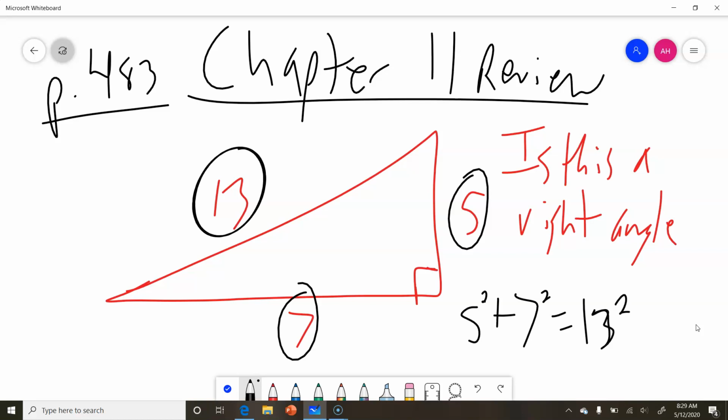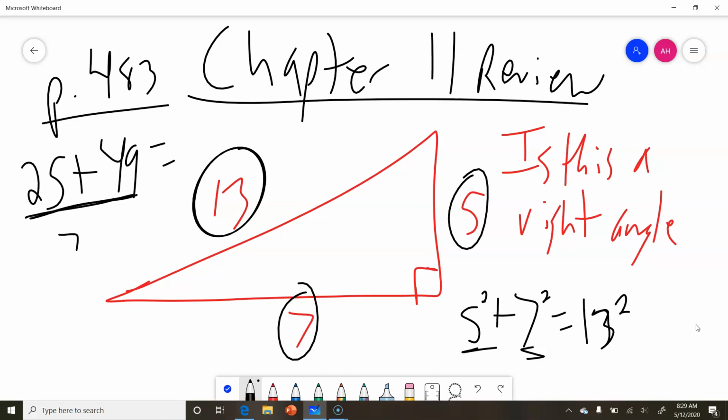So now I just punch in my calculator. I go 5 squared, which is 25. 25 plus, what's 7 squared? That's 49. So what is 25 plus 49? That equals 74. So it'll be the square root of 74. But when I do 13 squared, guess what I get? 169. Okay, that is nowhere close to 74.